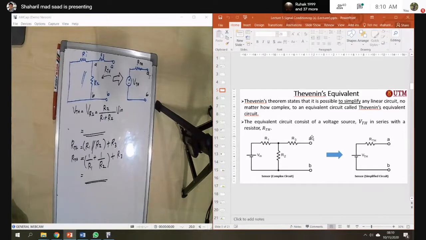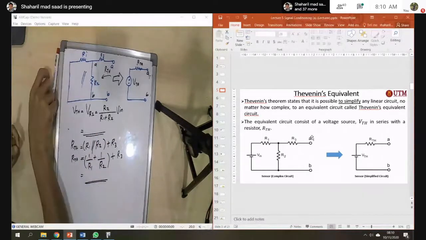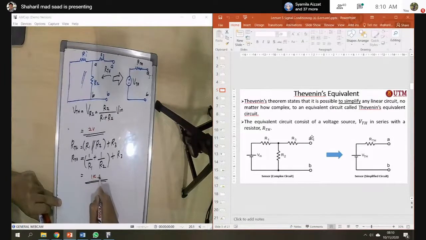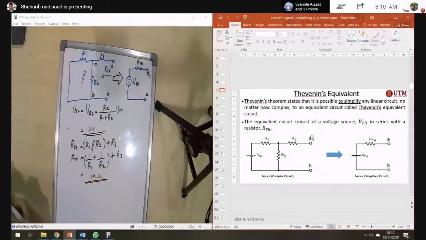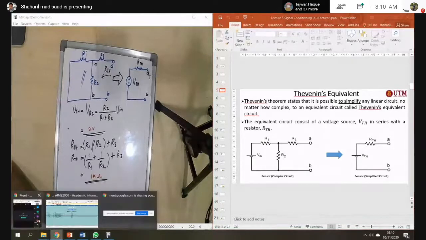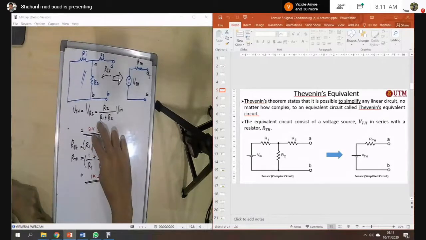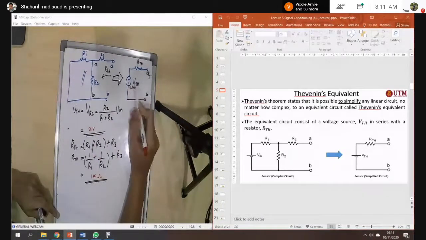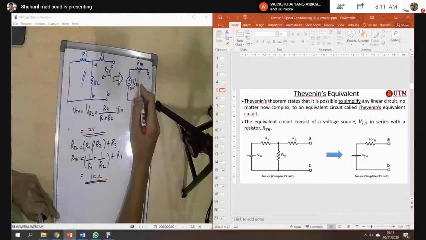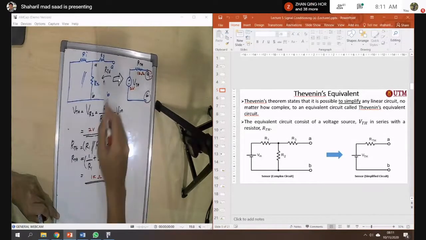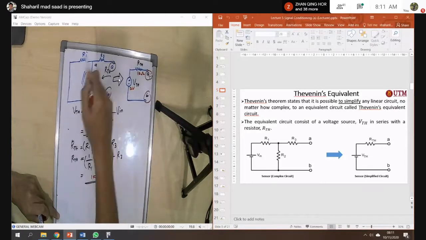Okay. So when you calculate the VTH and also the RTH, for example, let's say the VTH is 2 volt and RTH is 1 kilo ohm. So when you go to any electronic shop, you just buy these two components, right? Supply voltage is 2 volt, and also the resistor 1 kilo ohm. You will get the same output with the complex circuit here, okay?